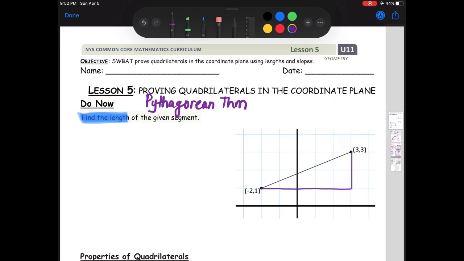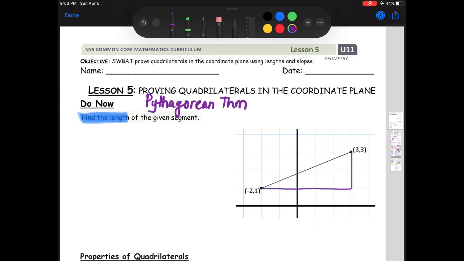Okay, so let's start with the do now. It says find the length of the given segment. If you look at this segment, it's already plotted. The 2 points were given. I cannot really count the boxes because you can't really count a diagonal line, right? We've talked about it in the past also. If it was a straight line, yes, you just count the boxes. A horizontal or a vertical line, you can count boxes, but not a diagonal.